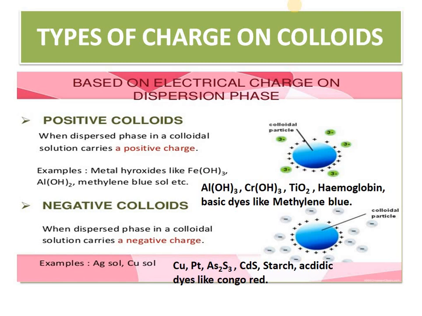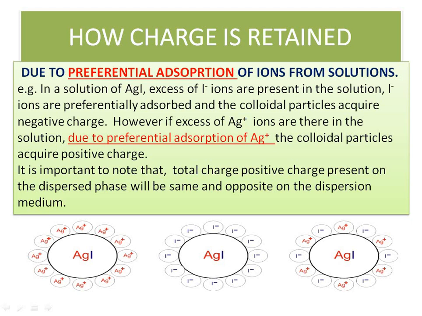So the dispersed phase in a colloidal solution carries a positive charge in examples such as metal hydroxides. Just now we have discussed ferric hydroxide, and also aluminium hydroxide. Here aluminium hydroxide Al(OH)3 will come, not 2. Then Cr(OH)3, titanium dioxide, hemoglobin, and basic dyes like methylene blue. Similarly, negatively charged sols are silver, copper, platinum, arsenic sulfide, calcium sulfide, starch, and acidic dyes. So it means basic dyes are positive in nature and acidic dyes are negative in nature, similar to basic and acid radicals. Now, how can charge be retained?